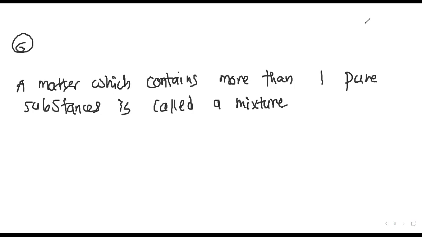And then the 7th question, right? The 7th question asks you about the 2 types of mixtures with 2 examples. Okay, homogeneous mixtures. Homogeneous mixtures are the mixtures in which the composition is uniform throughout the mixture.